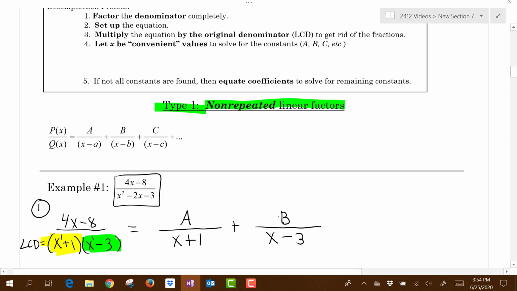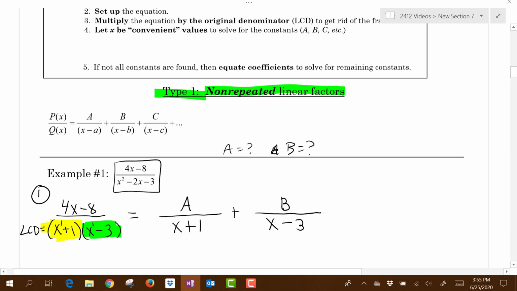These letters are going to represent the numbers that are going to be the numerators of those fractions. So our goal is to figure out what A is equal to, what B is equal to. So what values would I need for the numerators? If I add these two fractions together, give them the common denominator, then I get back to here. So that's step 2.